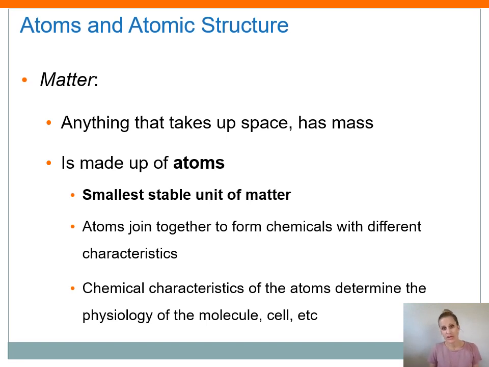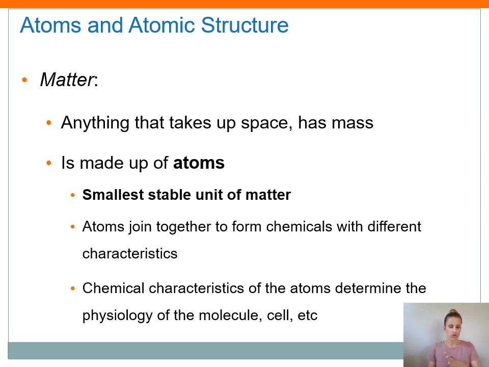Now, matter is made of tiny, tiny little structures called atoms. Billions of atoms make up a cell. An atom is the smallest stable unit of matter. When we use the term atom, we could say 1 atom of hydrogen, 1 atom of carbon, 1 atom of oxygen. What that means is that it's 1 single unit of oxygen.